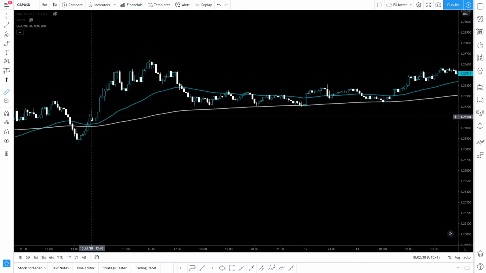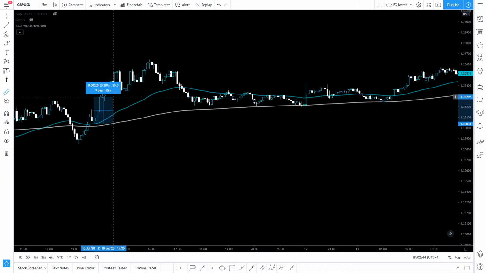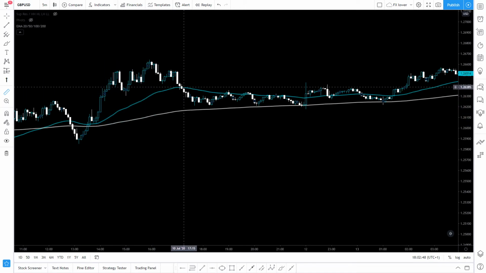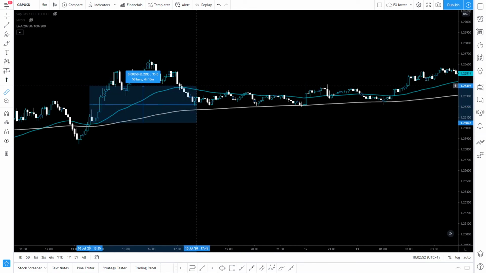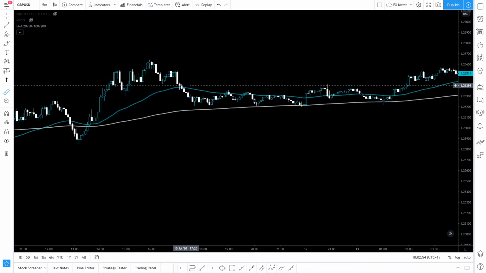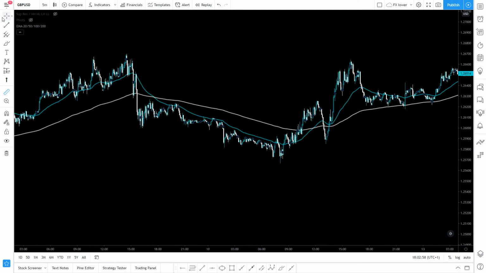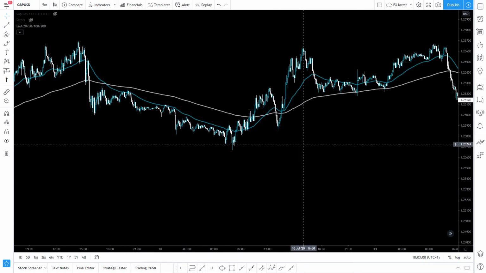Gone up, broke this 50 MA, come back down, retested it. Away we go. And that would have been a nice little trade as well, to be honest. You could have taken it up to 60 pips and closed here. If you really wanted to keep it safe, closed right there, that would have got you 35 pips. So it's all down to you how you want to trade.